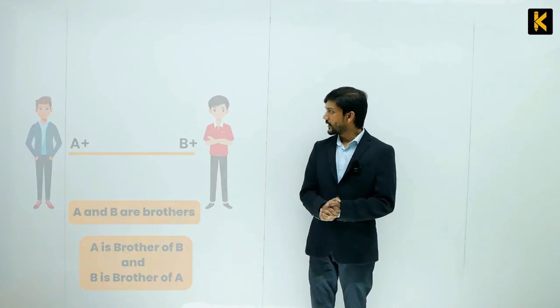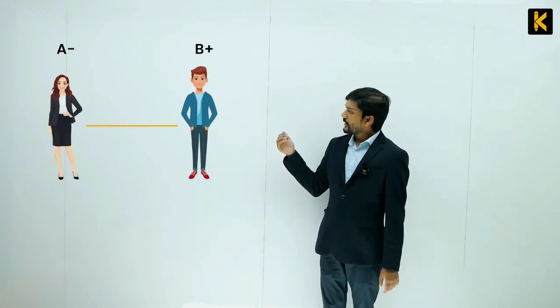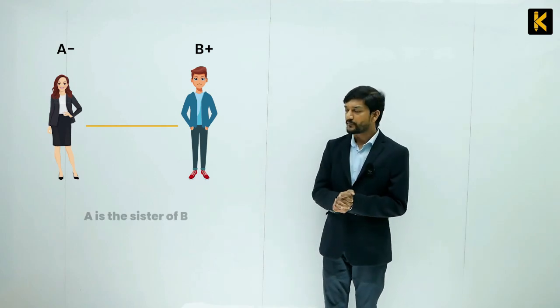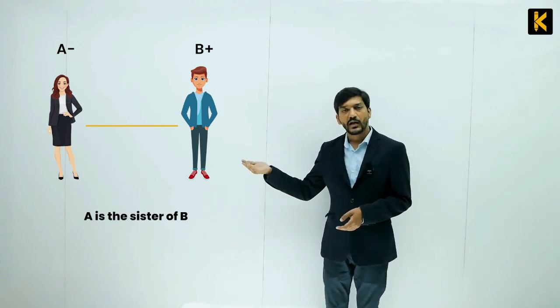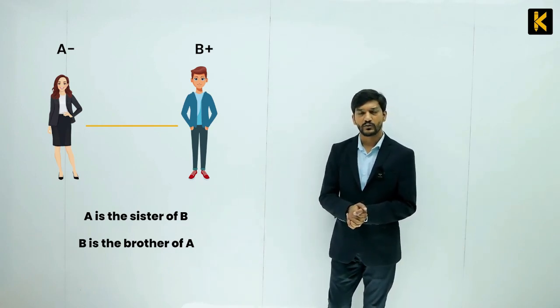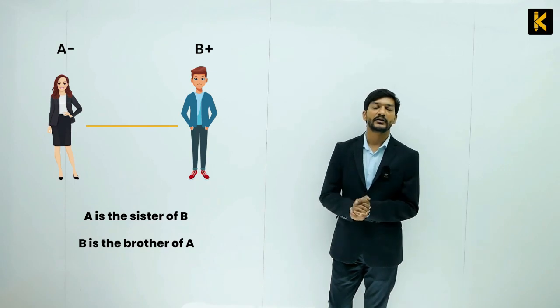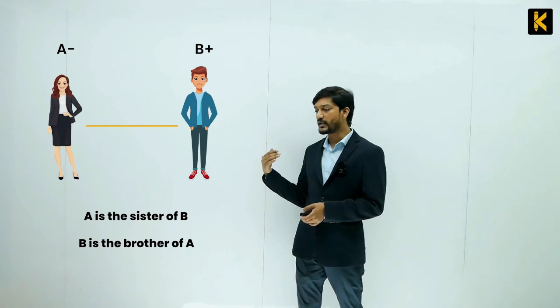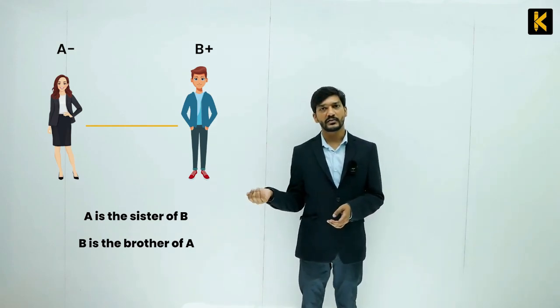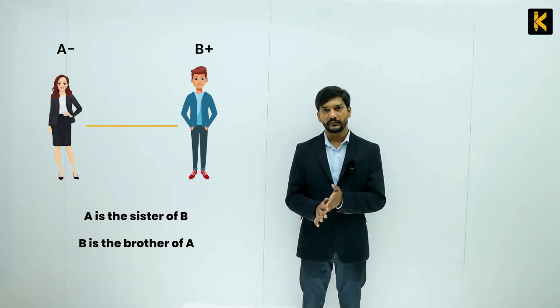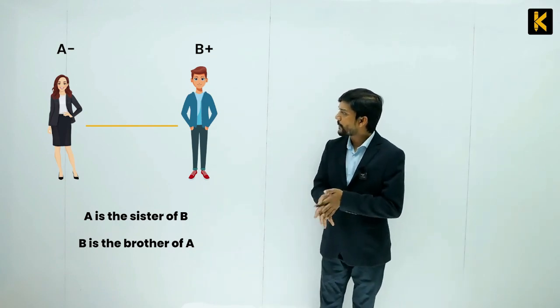Okay. Now, in case I take person A as female instead of male, then A is a sister and B is the brother. So if I change the gender, the corresponding relation also changes. If previously I said both of them are brothers, now I will say that they are brother and sister. All right.